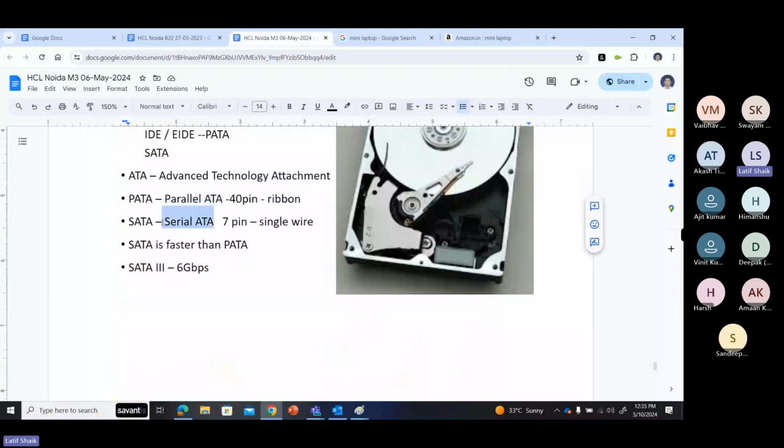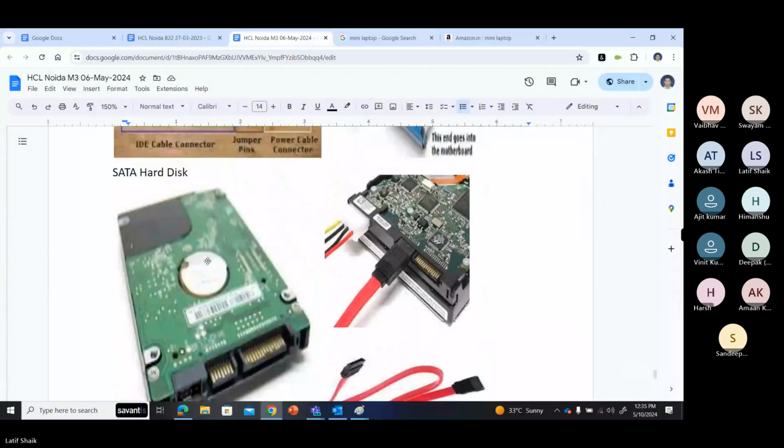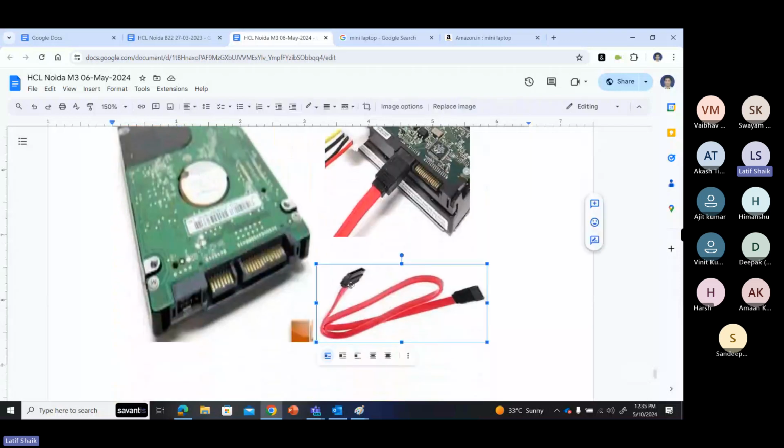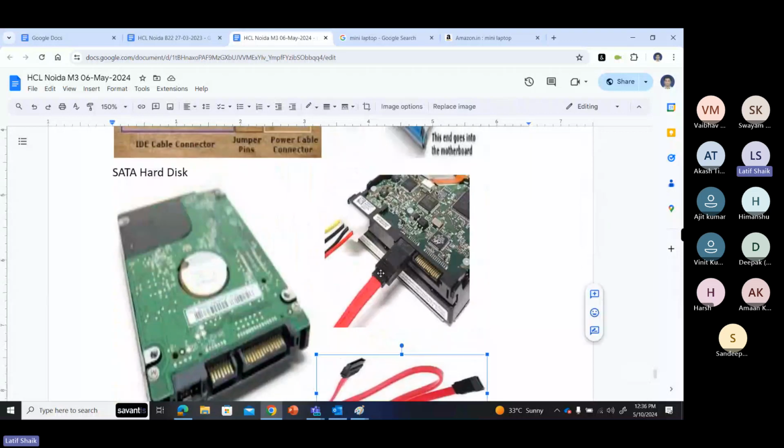What is a SATA type of hard disk? The SATA interface has a 7-pin connector and uses a single wire. So this is a SATA hard disk. This is the data connector, the small one. The big one is the power connector. This is the data interface, and this is the power interface. This is the data cable you use to connect your hard disk to the motherboard. This is the hard disk data cable connector, and this is the power cable connector.